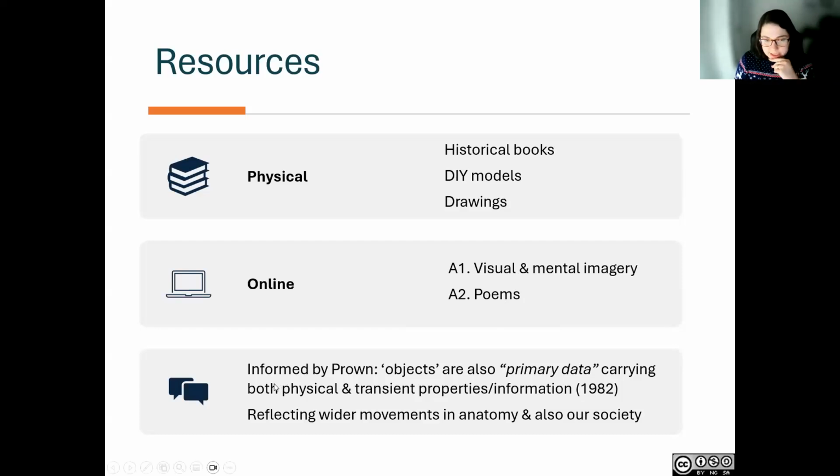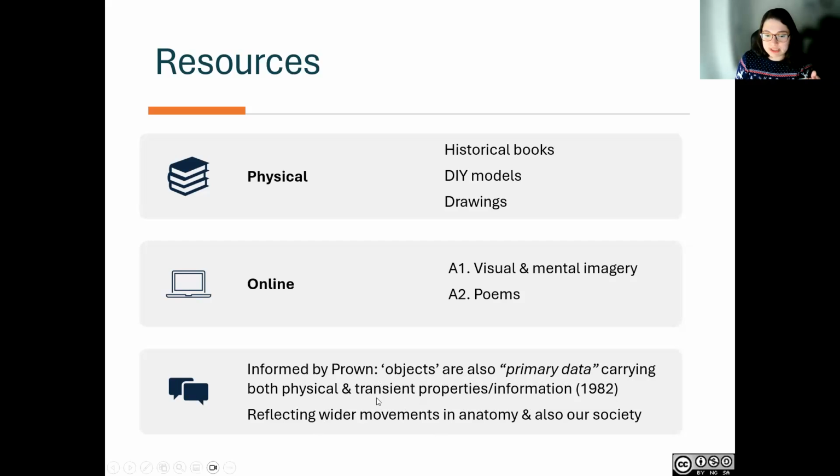So what informed the selection of these poems was again Prompt's theories, because I'm heavily influenced by him, I have to say, but also because the objects, in his particular book, he has said that they're primary data carrying both physical and transient properties and information. And that is quite important because the objects are not just treated as objects, they're treated as objects with a lot of information, a lot of precious information.